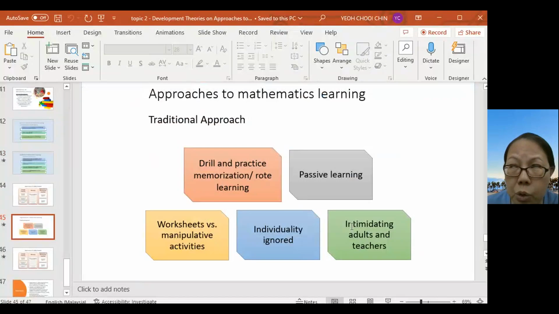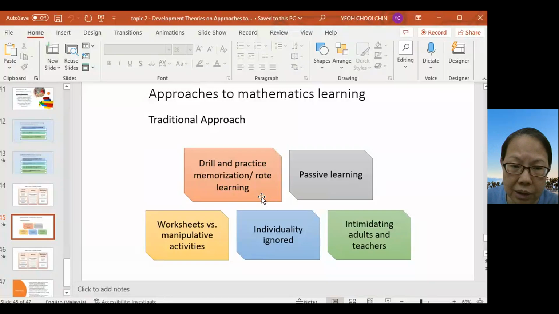Traditional approach, we always do drilling for children. Drilling means every time we keep on repeating and repeating. Every day we come back, we keep repeating. And then the learning is passive. But it's not so bad. After all, we made it until today. So we have worksheets, we do a lot of activity, a lot of worksheets, doing work.